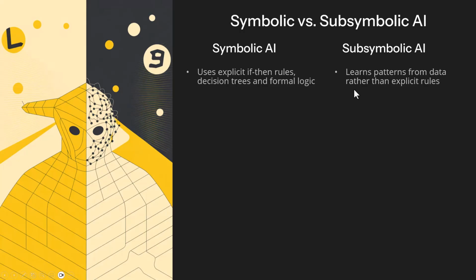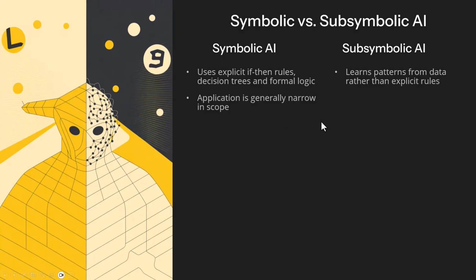Whereas sub-symbolic AI is going to learn patterns from data rather than explicit rules. So the theme here on this side is we don't really tell the artificial intelligence what to do. I've heard it described as this type of AI is grown, not crafted. You might give it some sort of goal and tell it to learn how to do something, but you're not explicitly saying when this happens do this, when this happens do this. So we're not giving it an explicit rule set like we would in a symbolic AI system.